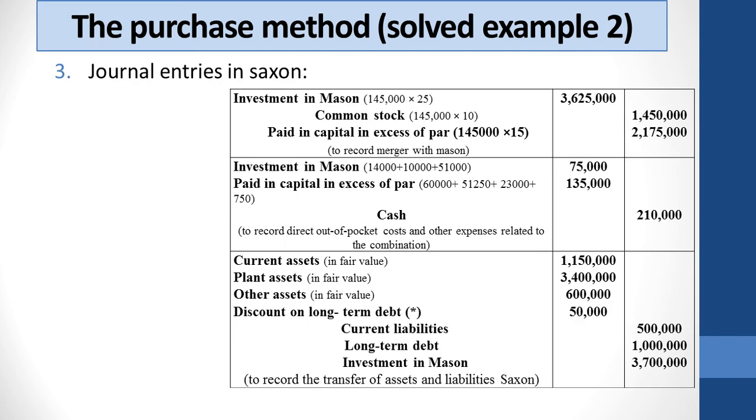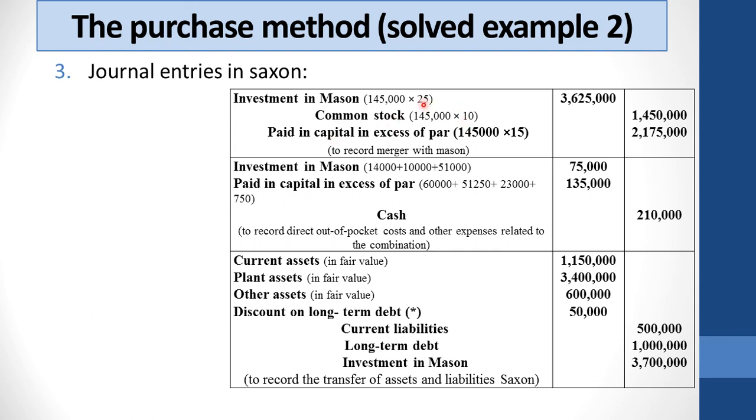Now we are ready to prepare the journal entries and record the combination process. First, we make a journal entry to record the combination between Saxon and Mason. We say investment in Mason, 145,000 shares were issued at $25 fair value, and place the result here. On the credit side, we place the common stock. It is the same number of shares but multiplied by the par value.